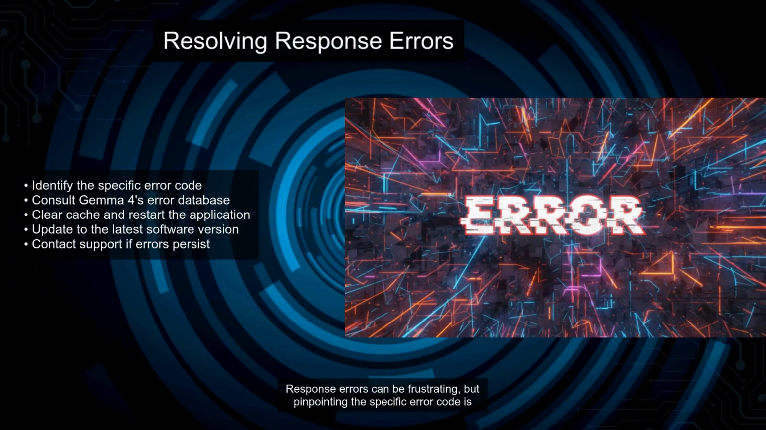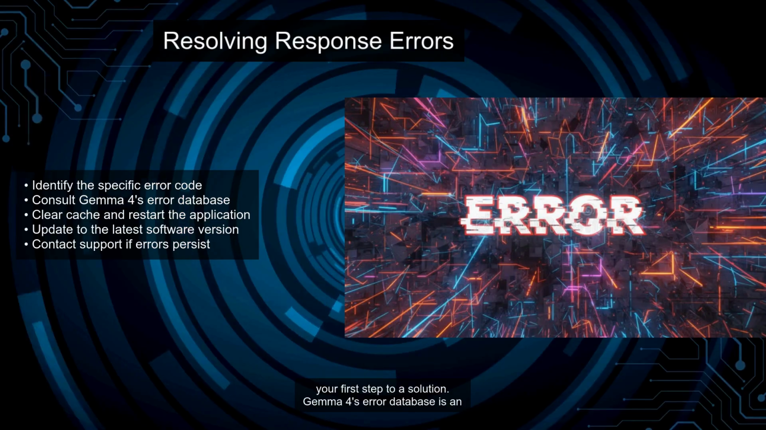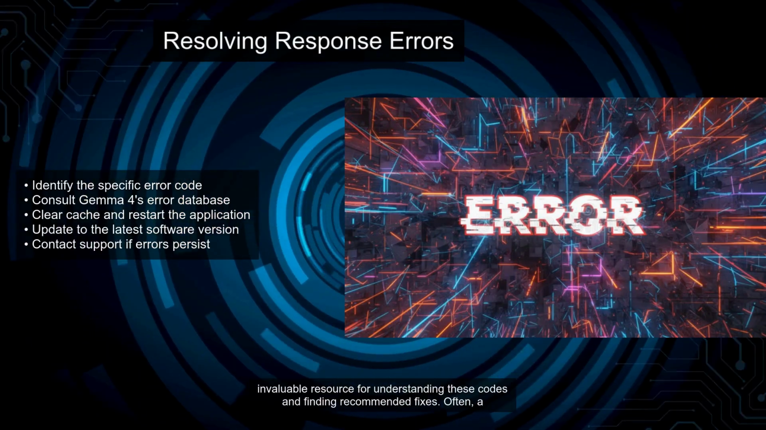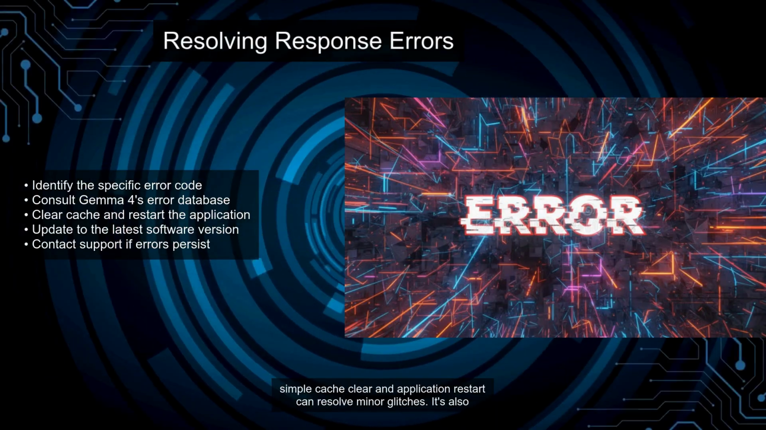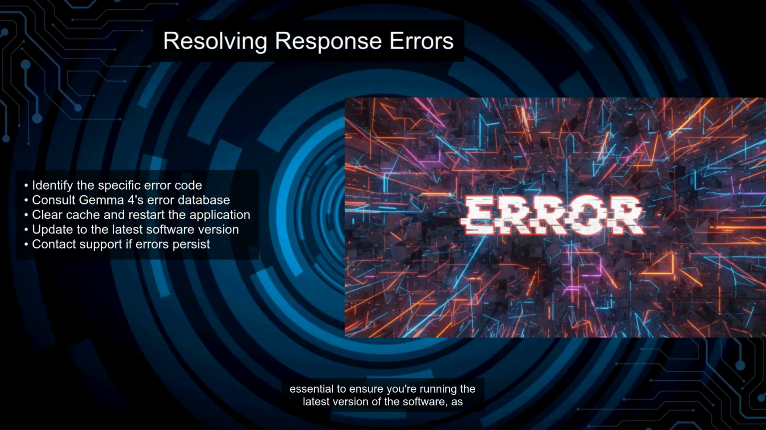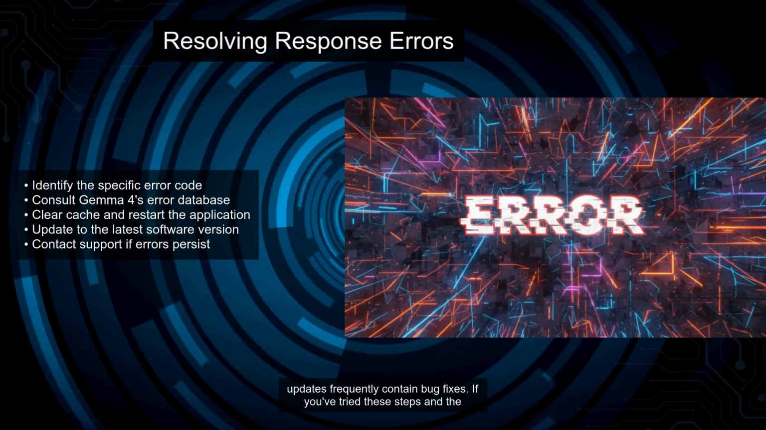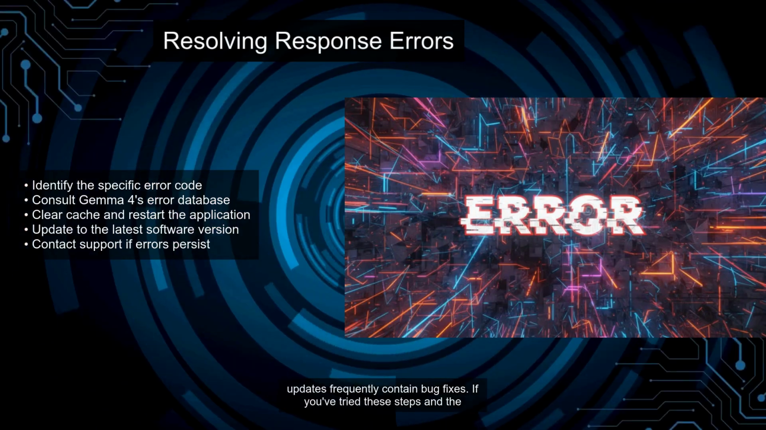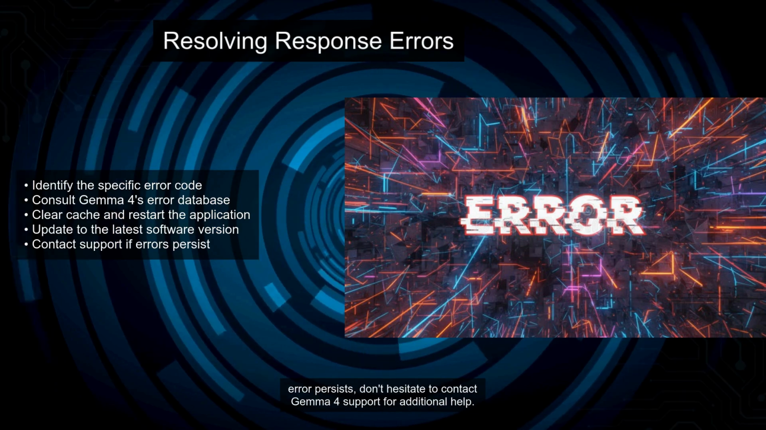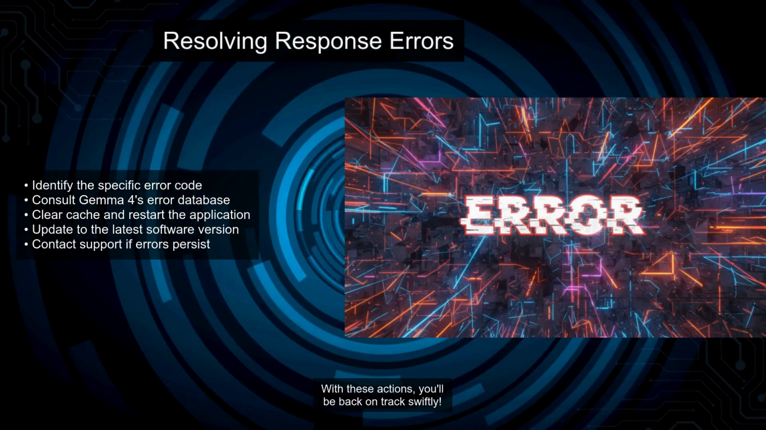Response errors can be frustrating, but pinpointing the specific error code is your first step to a solution. Gemma 4's error database is an invaluable resource for understanding these codes and finding recommended fixes. Often, a simple cache clear and application restart can resolve minor glitches. It's also essential to ensure you're running the latest version of the software, as updates frequently contain bug fixes. If you've tried these steps and the error persists, don't hesitate to contact Gemma 4 support for additional help. With these actions, you'll be back on track swiftly.